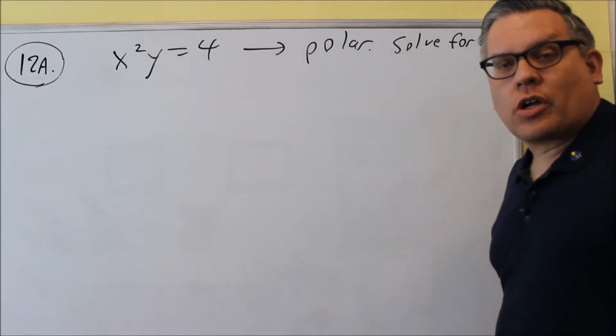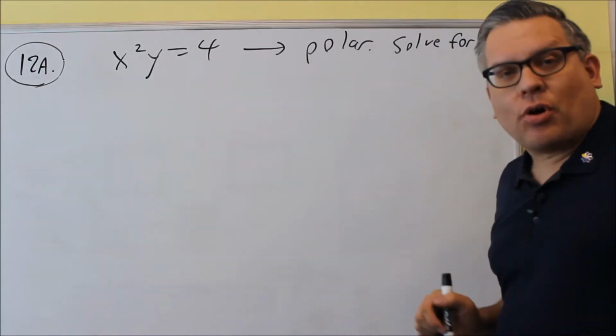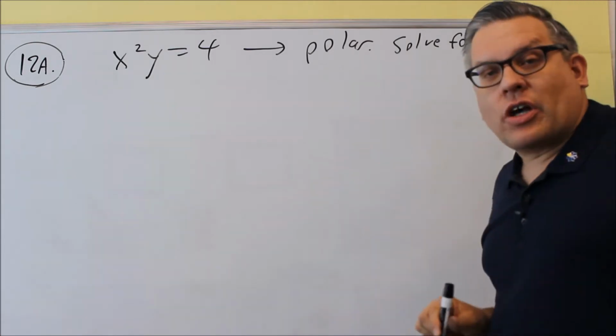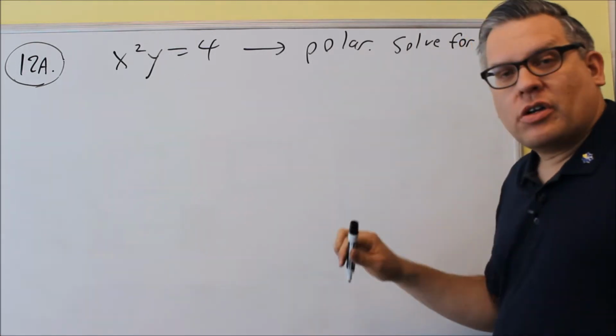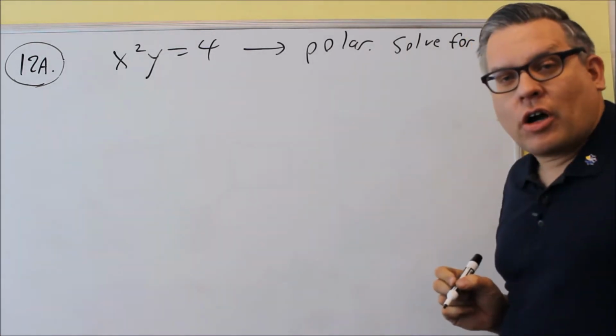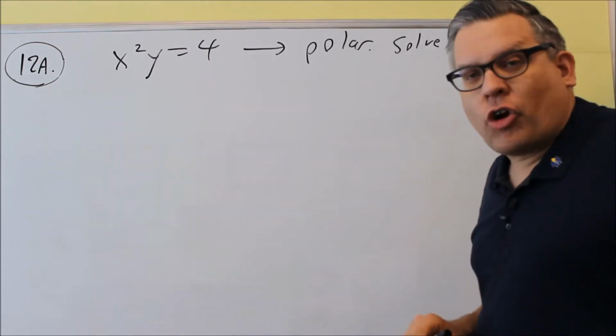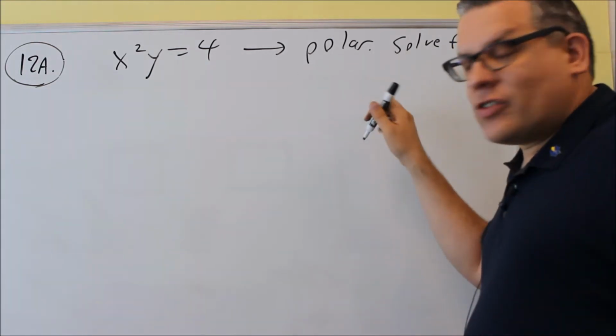Number 12 is one where you want to convert a rectangular equation into polar. And it's only going to be this kind of problem, going from rectangular to polar. It's also going to ask you to solve for r. So we want to know the conversion formulas for that. So let me go ahead and put those off to the side here.